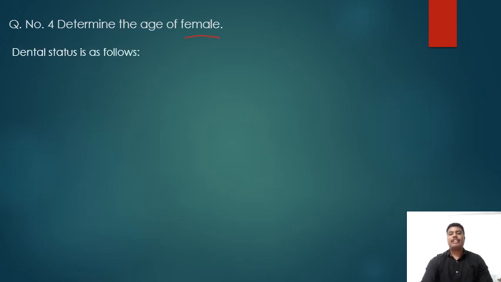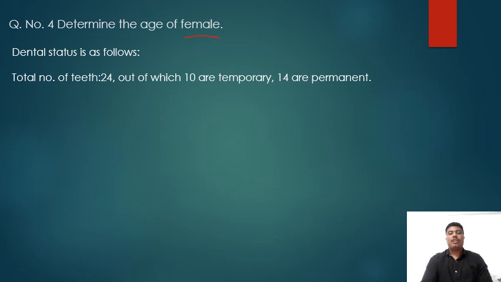Now, question number 4. Determine the age of the female. So here the subject is female. The dental status of the female is as follows. Total number of teeth 24, out of which 10 are temporary and 14 are permanent. So this is the period of mixed dentition. So the age of female is between 7 to 12 years, but there are 10 temporary and 14 permanent, so it may be greater than 8.